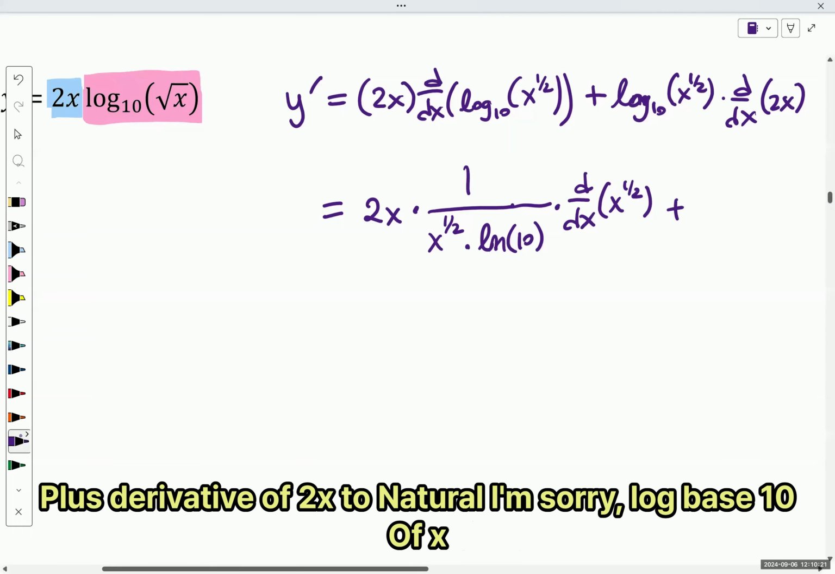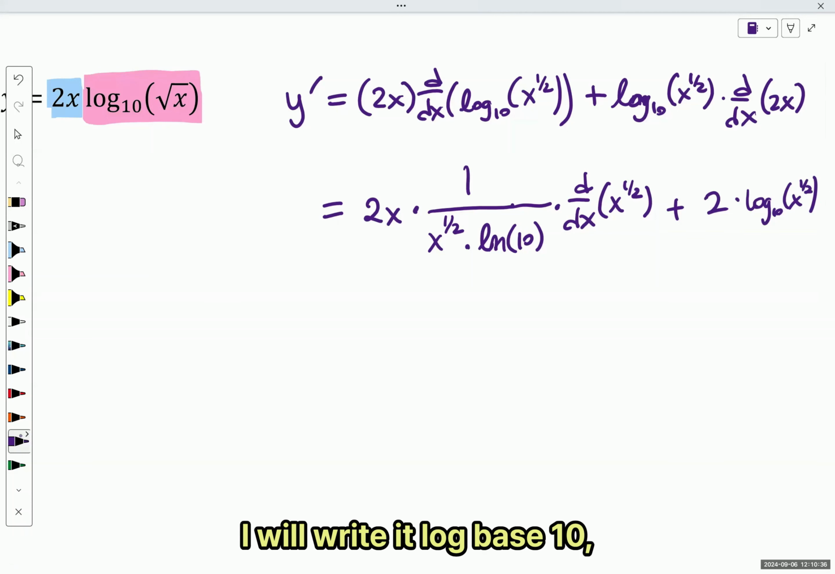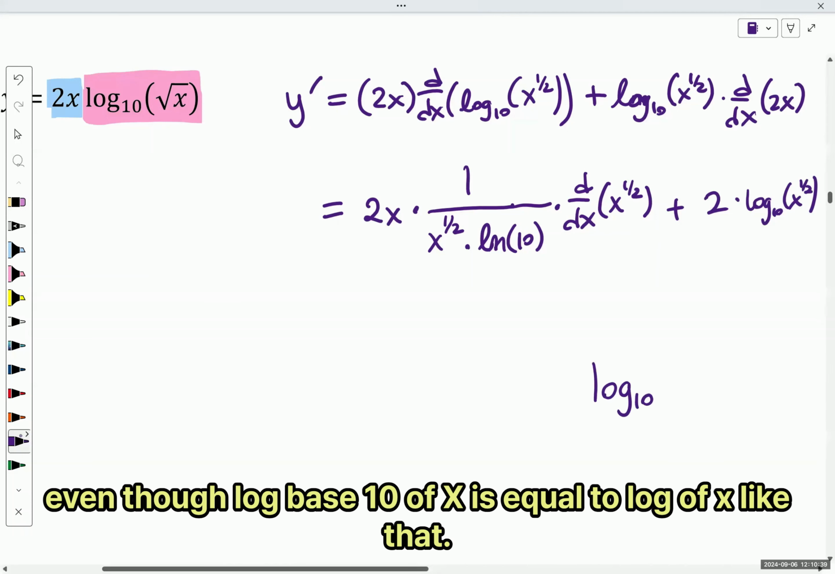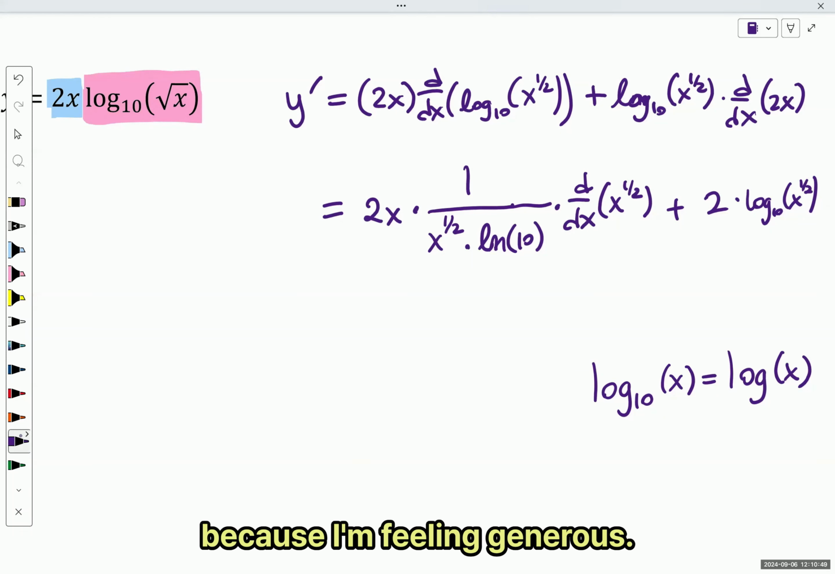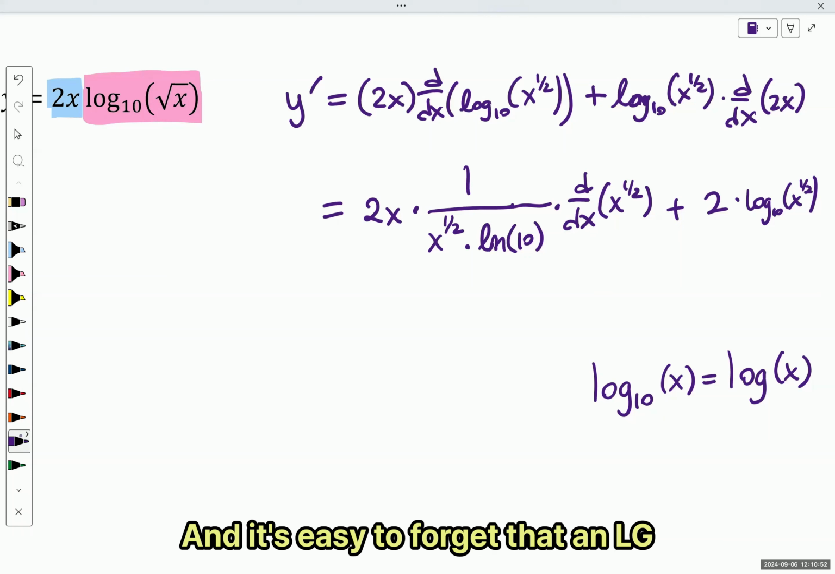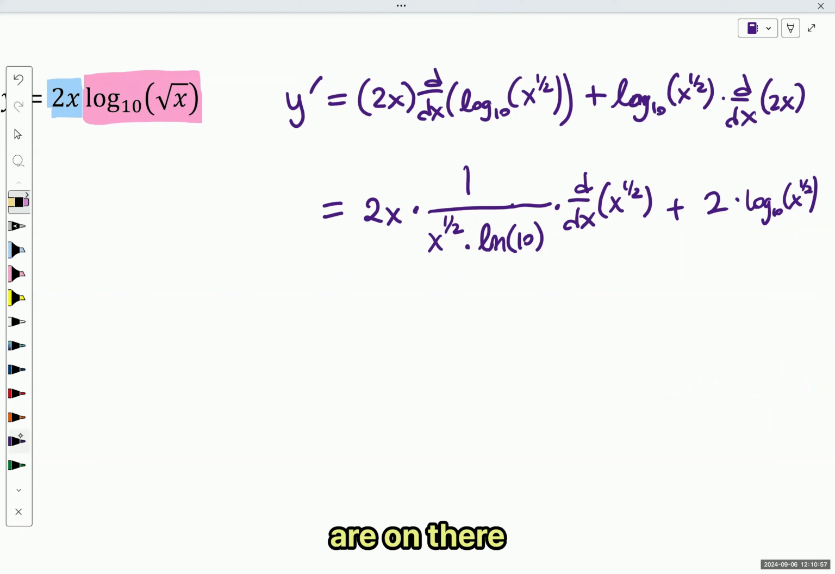Plus derivative of 2x, 2 log base 10 of x to the 1/2 there. I will write it log base 10, even though log base 10 of x is equal to log of x. I will put the base 10 on there only because I'm feeling generous, and it's easy to forget that a log without a base is base 10. So I'll make sure that the base 10s are on there if there's a base 10 log.